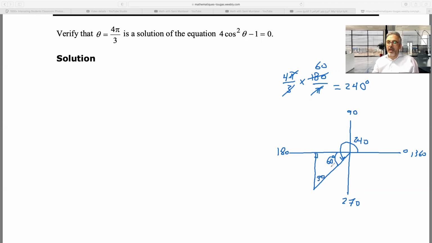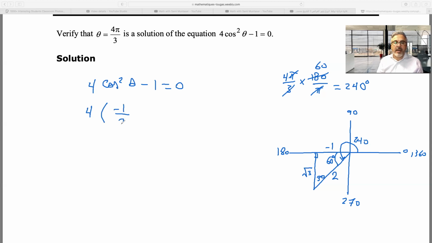According to the special angle triangle, opposite to 30 is always 1, but it's going to be a -1 since the x-axis here is negative. Opposite to 60 is √3 from your special angle triangle. If you don't remember, just look it up. And then the hypotenuse is always 2. Now, based on that, 4 cos squared theta minus 1, would it equal 0? The cos of 240, which has reference angle 60, is -1 over 2. So I'm just going to sub in -1 over 2 right there.